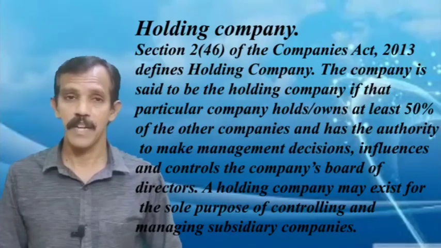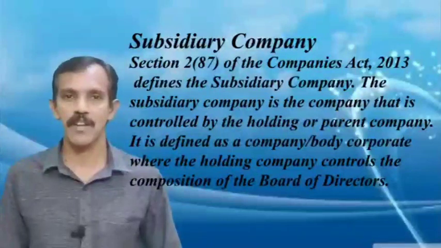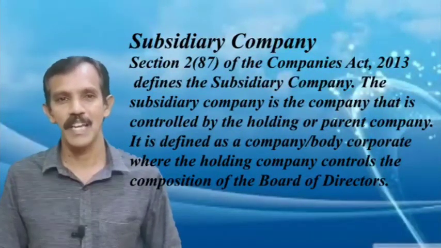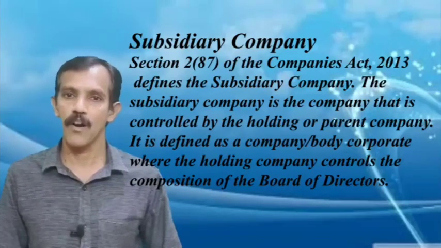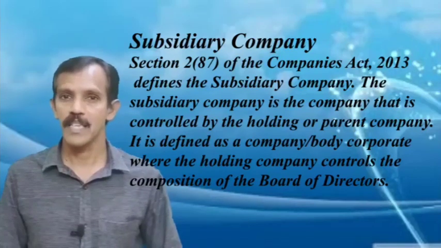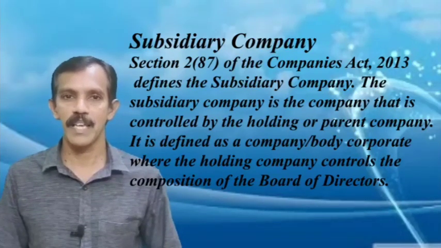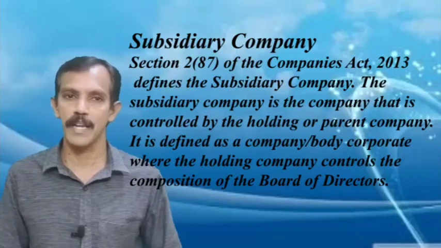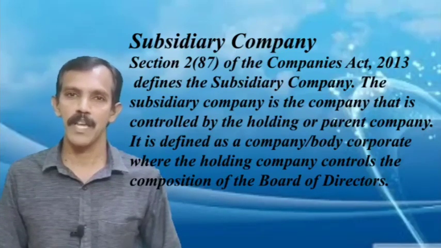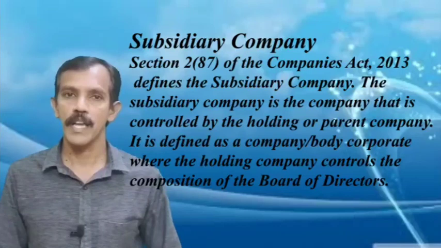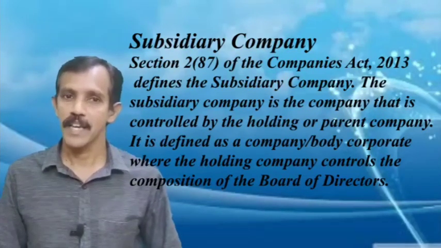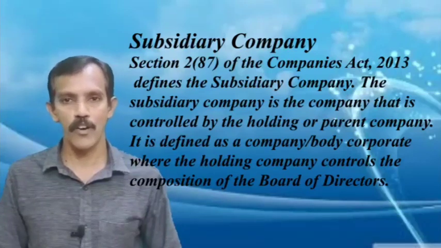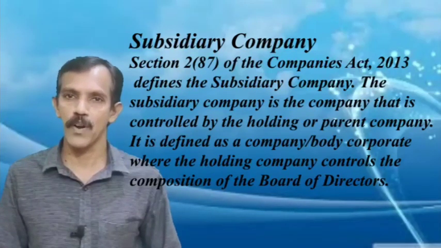Then, subsidiary company. Section 2, subsection 87 of the Companies Act 2013 defines subsidiary company. The subsidiary company is the company that is controlled by the holding or parent company. It is defined as a company or body corporate where the holding company controls the composition of the board of directors.